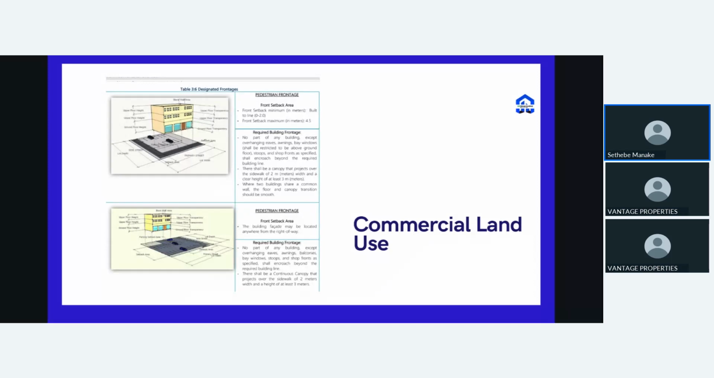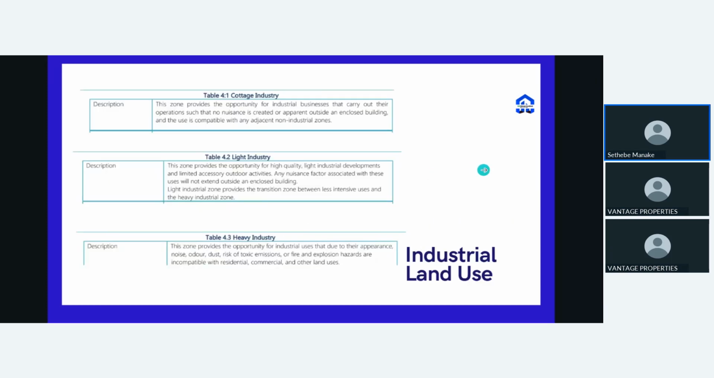You need to know this so that you understand exactly what I mean. Industrial use, cottage industry: that is basically where it gives opportunity for industrial businesses to carry out their operations such that they are able to be done outside an enclosed building, and it's compatible with other non-industrial uses. That is what is called a cottage industry. It's something that can be done within an environment where it doesn't disturb anybody.